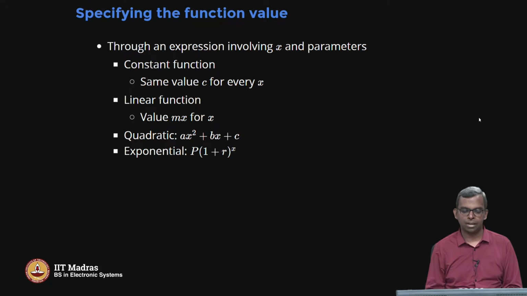There are 3 parameters here, and then we also saw this exponential, compound interest type exponential function, p times (1 plus r) raised to the power x. In this case, the x is like the number of terms over which you do compounding. So you have all these expressions.